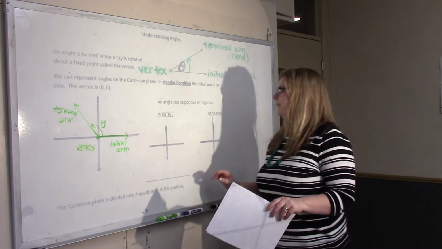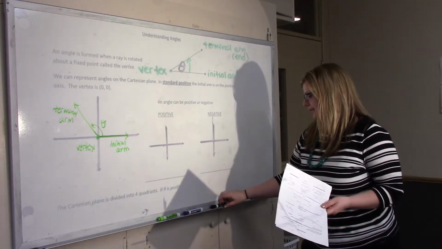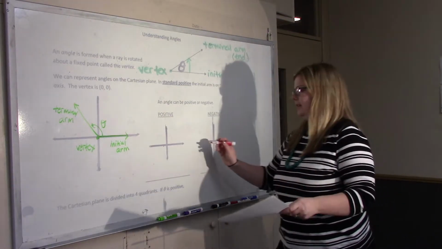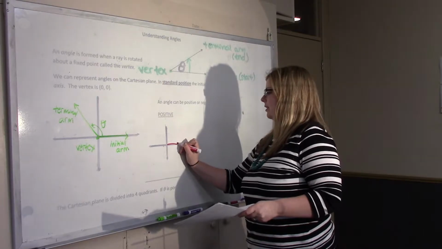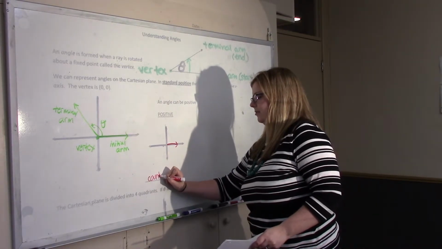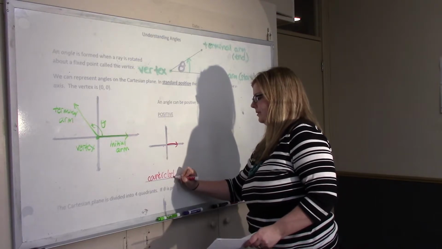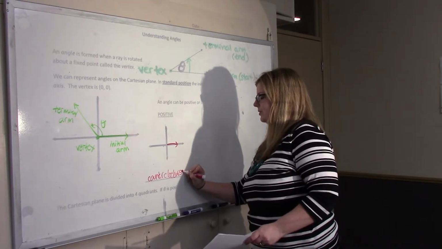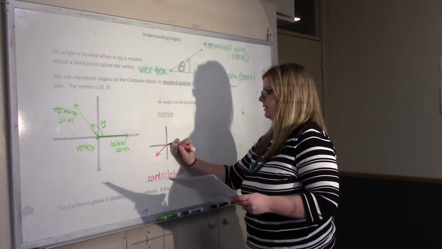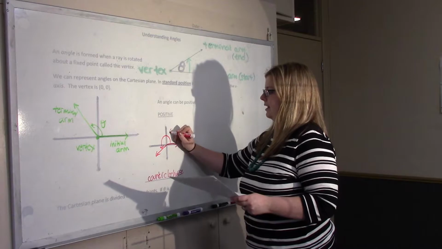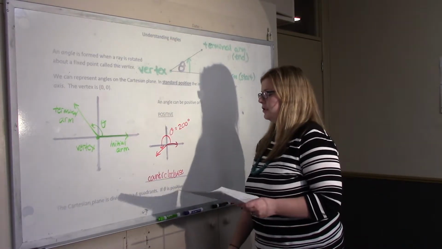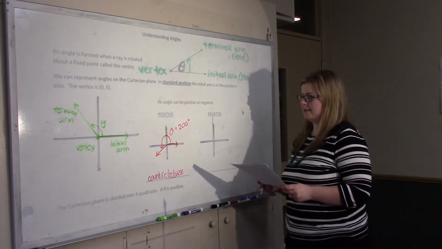Now, a positive angle starts right here. Again, you always have your initial arm here. A positive angle goes counterclockwise. So it starts on x and goes in this direction. It could end here, for instance. That could be theta equals 200 degrees, as an example.